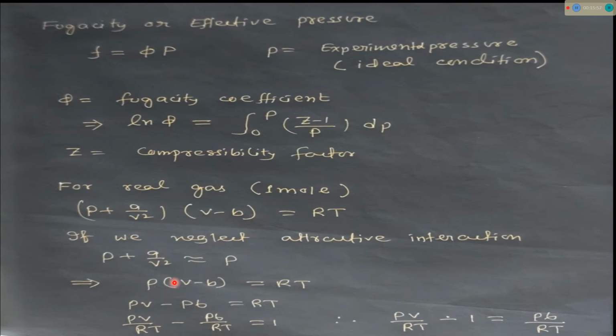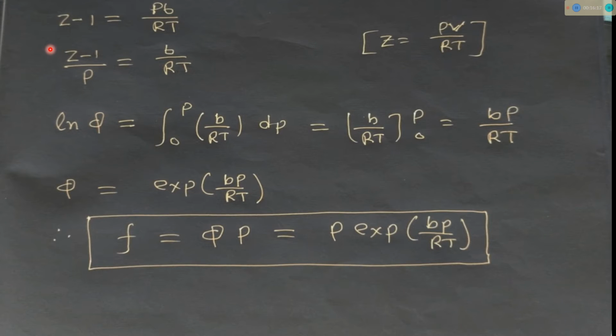Now if we rearrange this equation, PV minus Pb is equal to RT. If we divide both sides by RT, then PV upon RT minus Pb upon RT equals 1. So PV upon RT minus 1 equals Pb by RT. Now we all know that PV upon RT is the compressibility factor. Z equals PV upon RT, we can write.